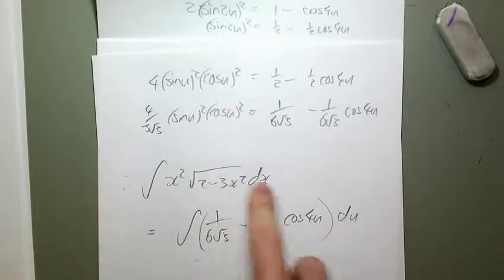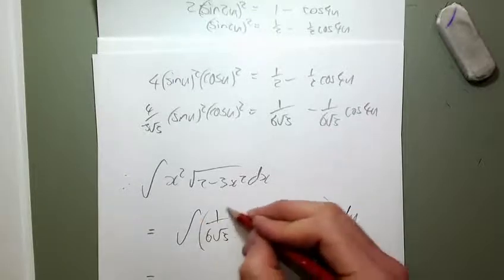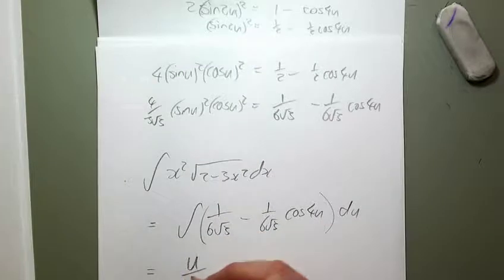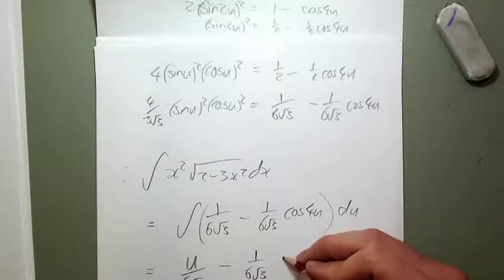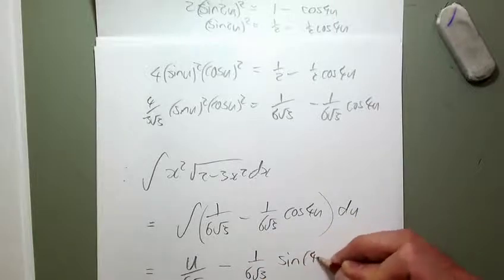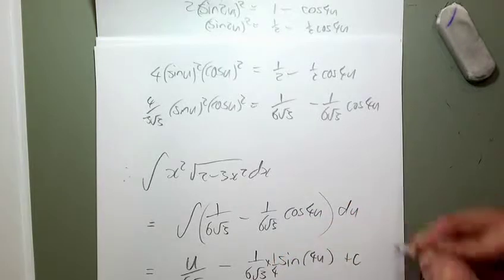Because all of the stuff inside my integral came out to this answer here, and now I can finally integrate it. So this is just a number, so it'll attach a u to itself. And the 1 on 6 root 3 will still be there. The cos will go up to sine, but I'll have to divide by the 4, plus c.